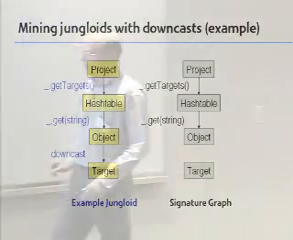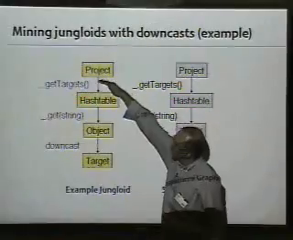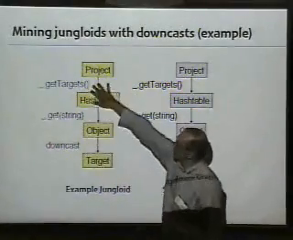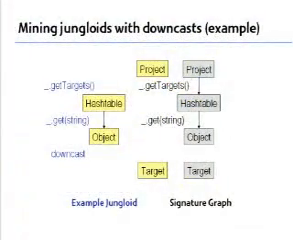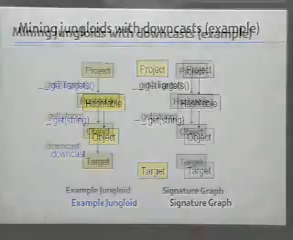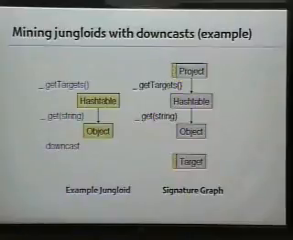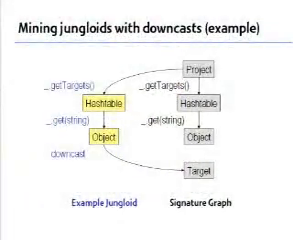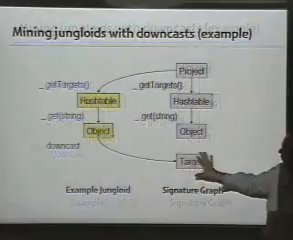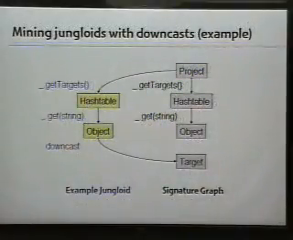So if a piece of client code contains this sequence, which is these two calls originating from project ending with a downcast, I will merge it into this graph. And now I obtain a jungloid that is legal, that won't throw an exception. So we sort of learn from the corpus of client code how to use the downcasts.